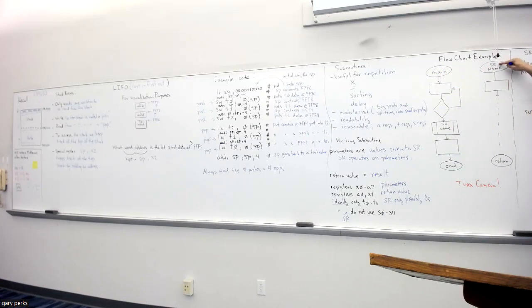Okay, and you start it with the subroutine name. And then instead of ending it with end, you end it with return. And you'll see why this is called return when we get to the code part. Okay, so again, just an example of how you would do a flow chart when you have a subroutine.